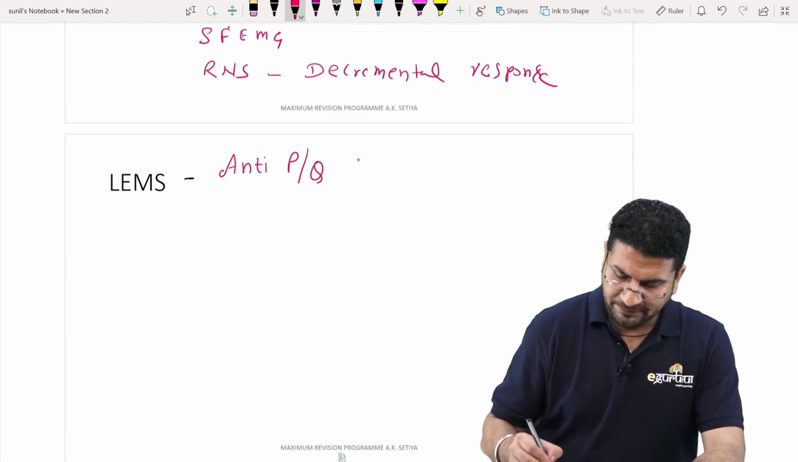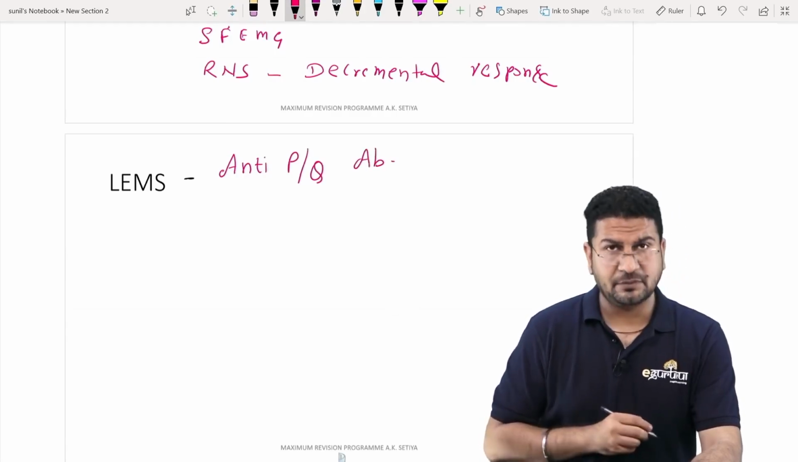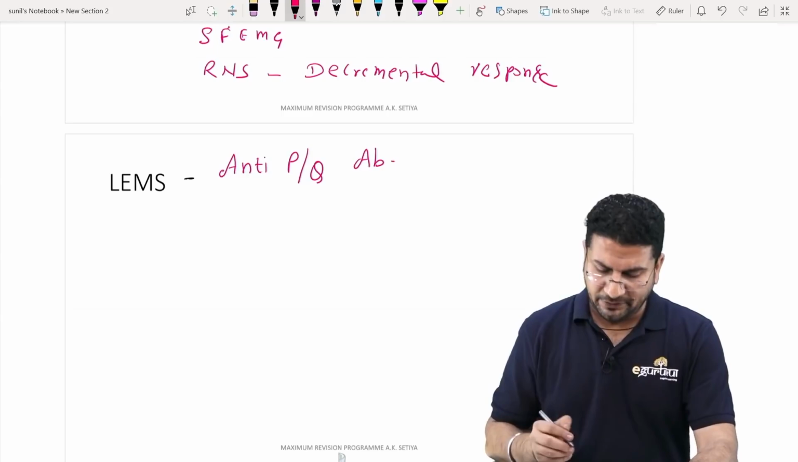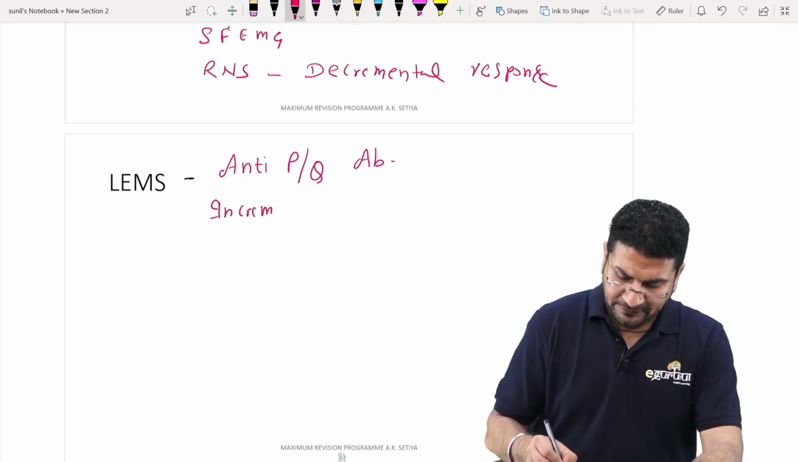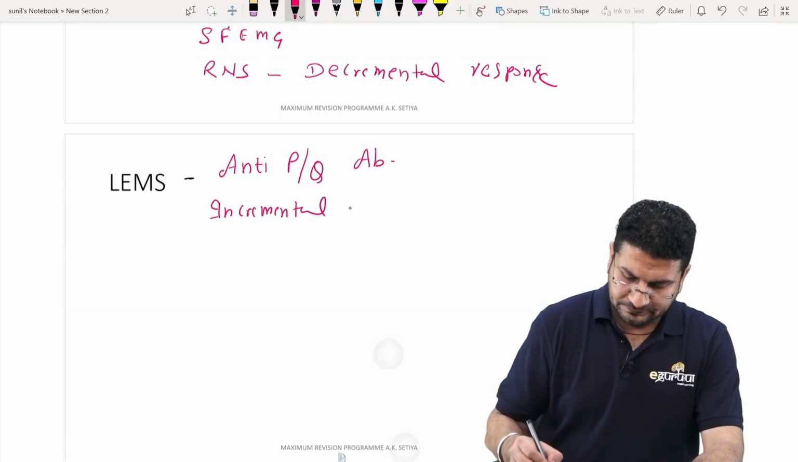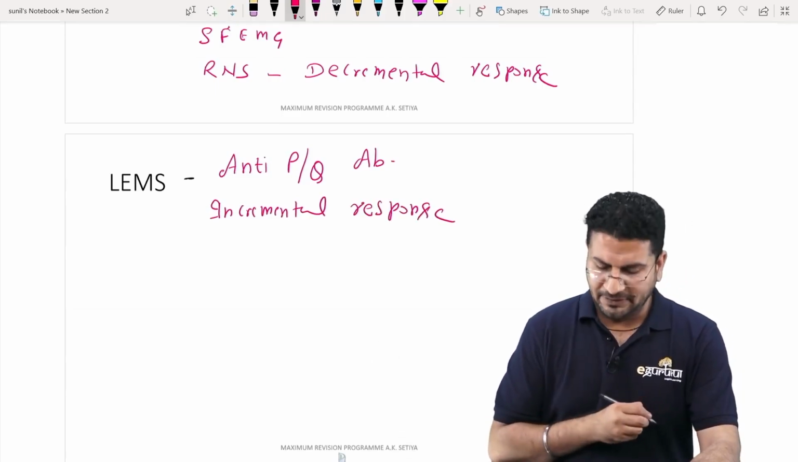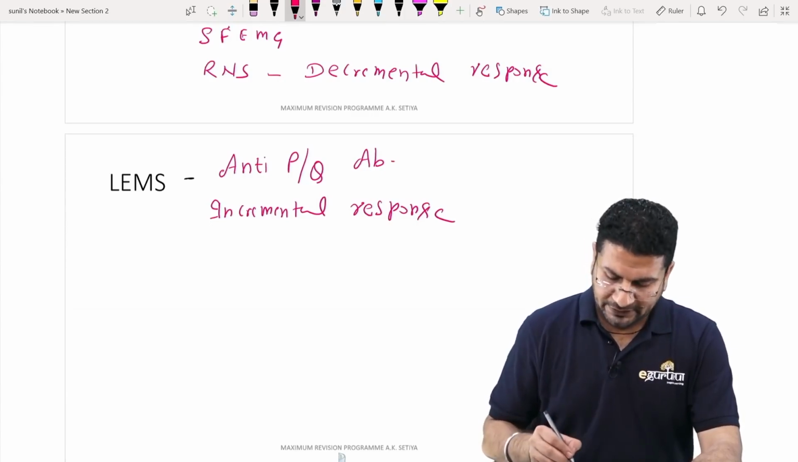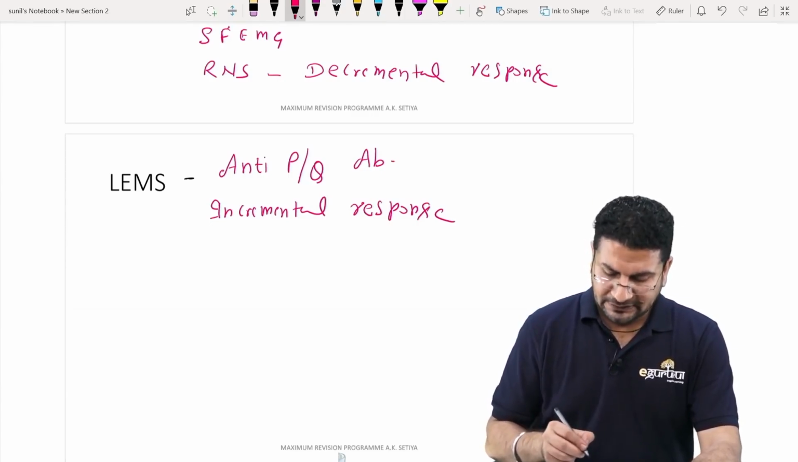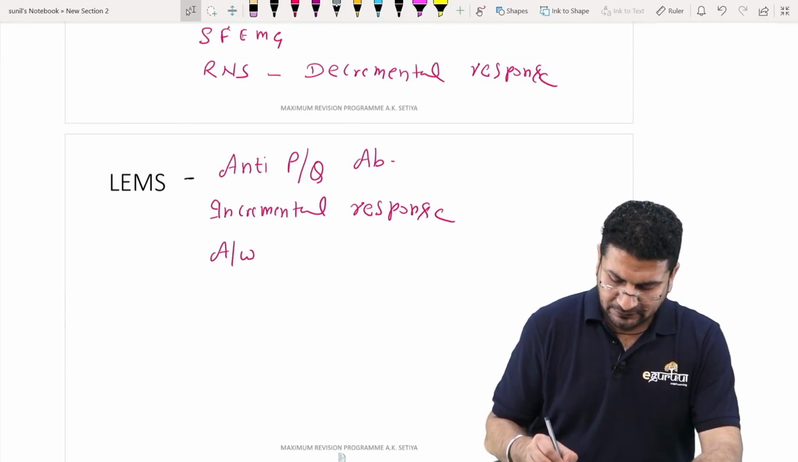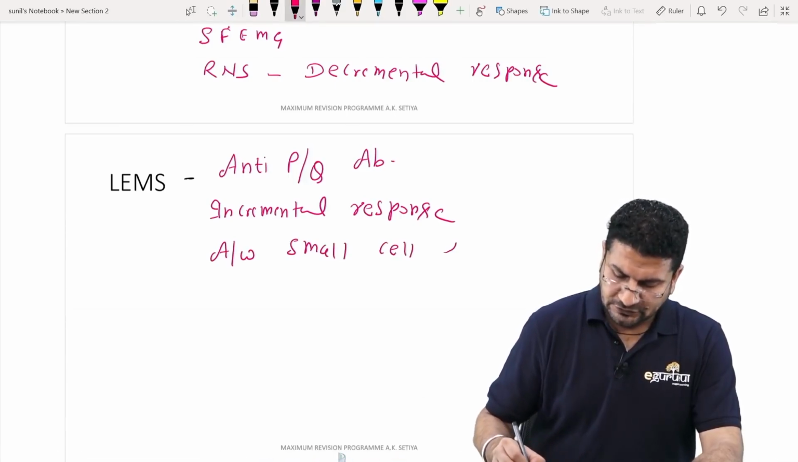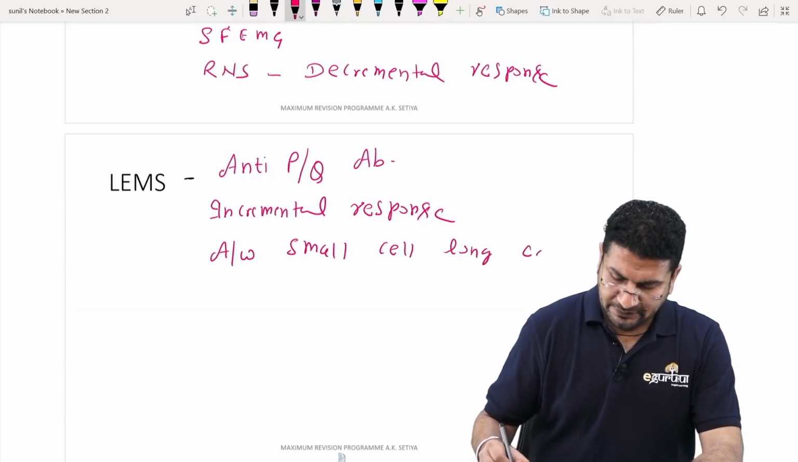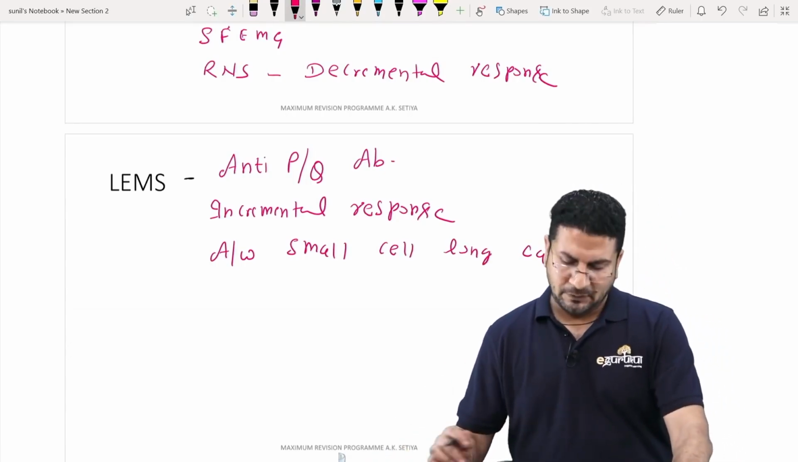In myasthenia you will see anti-acetylcholine receptor antibody. Here you will see incremental response. And if I say in Lambert-Eaton, what is important is you will notice this is associated with small cell lung cancer. So there can be association with small cell lung cancer.